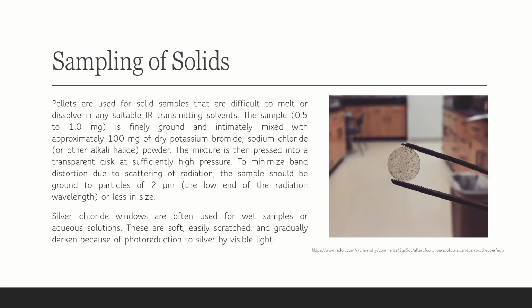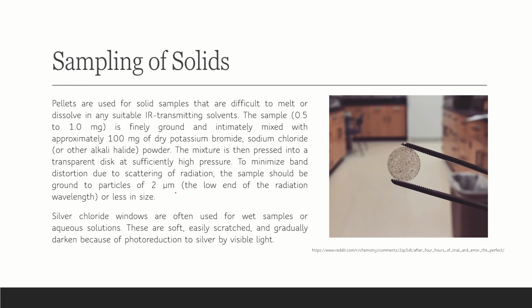So for sampling of solids, pellets can be formed. How are these pellets formed? We take 0.5 to 1 mg of solid sample and approximately 100 mg of dry potassium bromide or any other alkali halide. Why do we take alkali halide? Because it is transparent throughout the IR region. So we grind it and then mix it. The size of the sample should be less than 2 micrometer. We grind it into a fine powder.